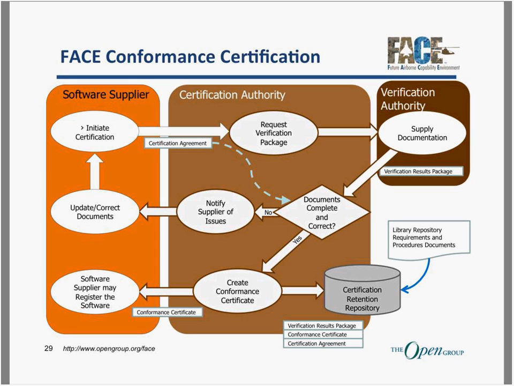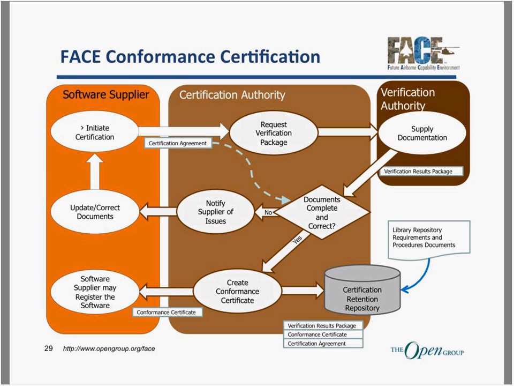The certification authority, again, only one, goes into that library portal, looks at the documents provided, and reaches back to the verification authority to ensure that the unit of conformance did in fact pass verification. Assuming that all things are in order, they create a conformance certificate, and that's issued to the software supplier, and the information that was submitted along with that certificate is put in a certification retention repository for keeping.